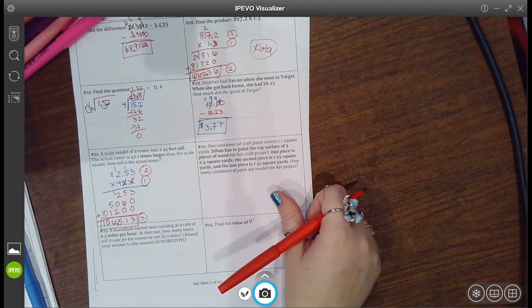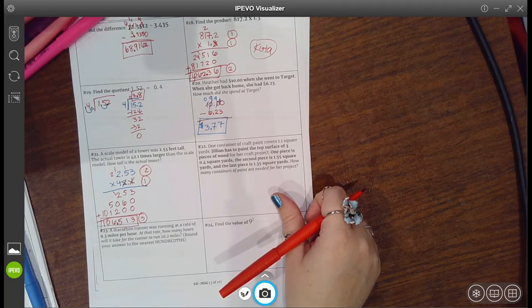Okay, the next one says 1 container of craft paint covers 1.1 square yards. Jillian has to paint the top surface of 3 pieces of wood for her craft project. Okay, so she has to paint 3 pieces of wood. One piece is 0.4 square yards, the second piece is 1.55 square yards, and the last piece is 1.35 square yards. How many containers of paint are needed for her project?